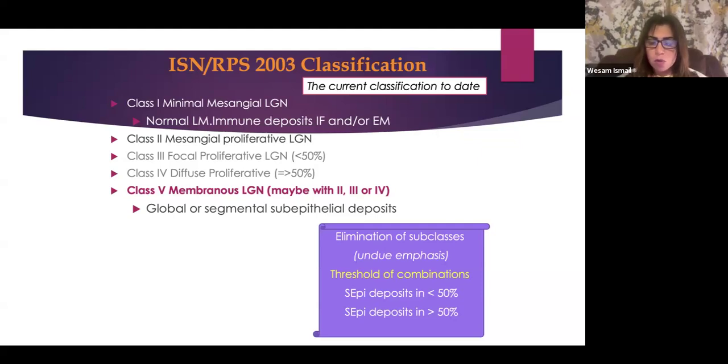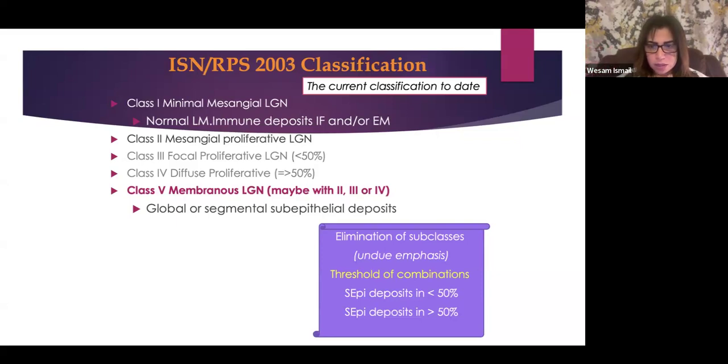The threshold for our combinations is 50%, meaning that if I have subepithelial deposits in less than 50% of the glomeruli, and we have subendothelial deposits in the other glomeruli, then this is a class 5 and 4. If we have subepithelial deposits in more than 50%, then this is also class 5 and 3, for example.